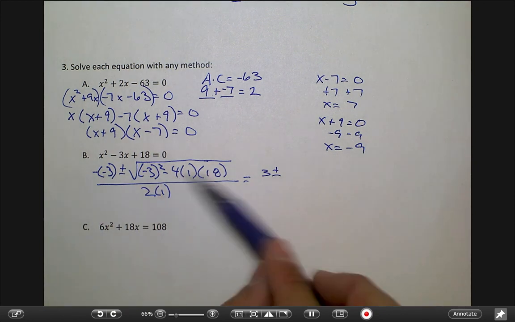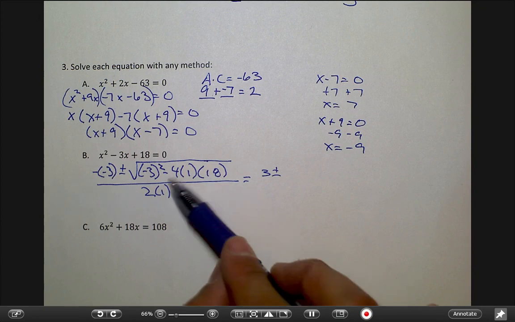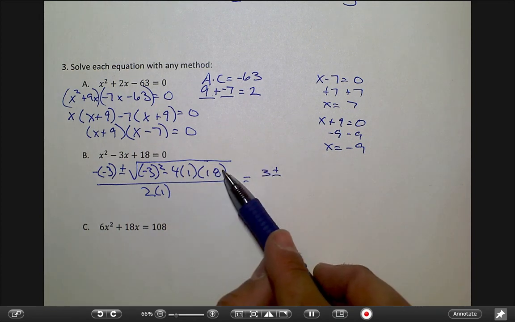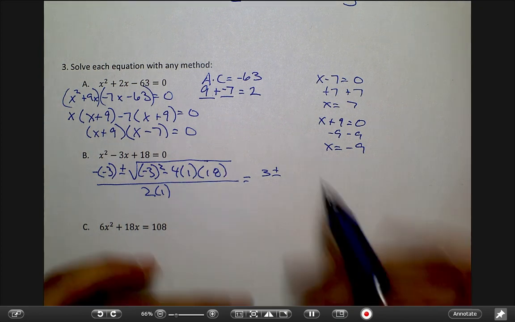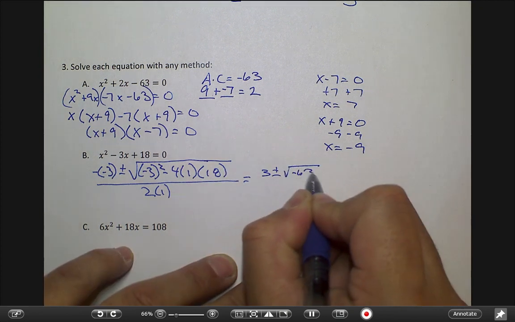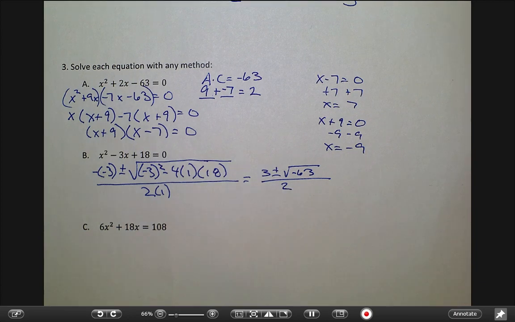And that's going to become minus what? 72? Okay, so 9 minus 72 is going to give me a negative 63. So square root of a negative 63 all over 2. Okay, so now is 63 a perfect square? No, it's not a perfect square.